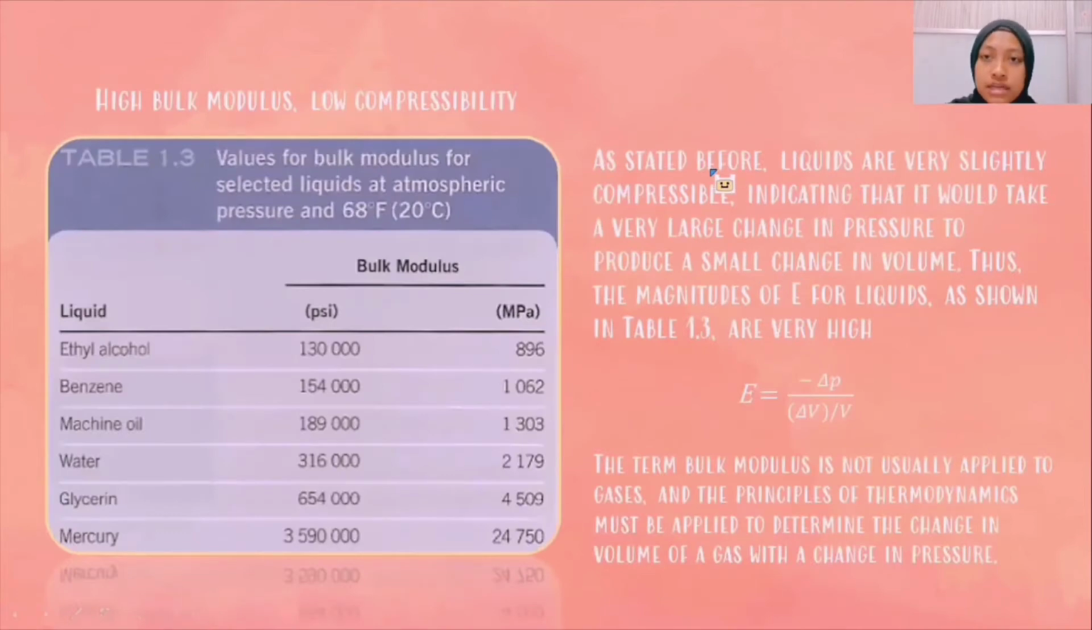As I said earlier, liquids are very slightly compressible, indicating that it would take a very large change in pressure to produce a small change in volume. Thus, the magnitudes of E for liquids, as shown in table 1.3, are very high. The term bulk modulus is not usually applied to gases, and the principles of thermodynamics must be applied to determine the change in volume of a gas with a change in pressure.